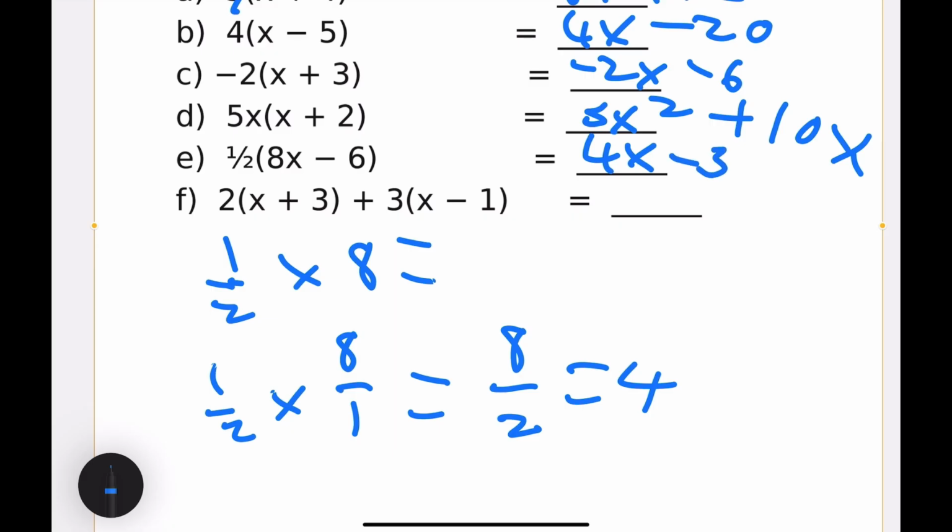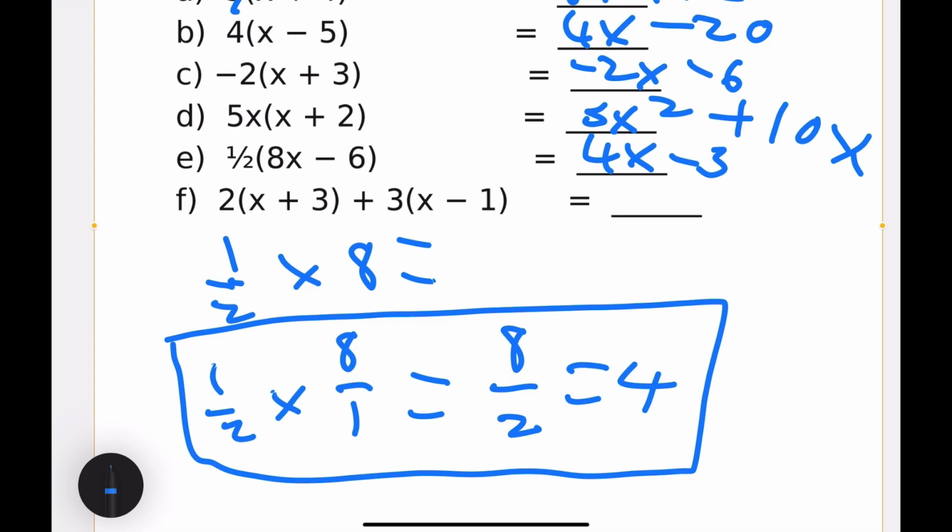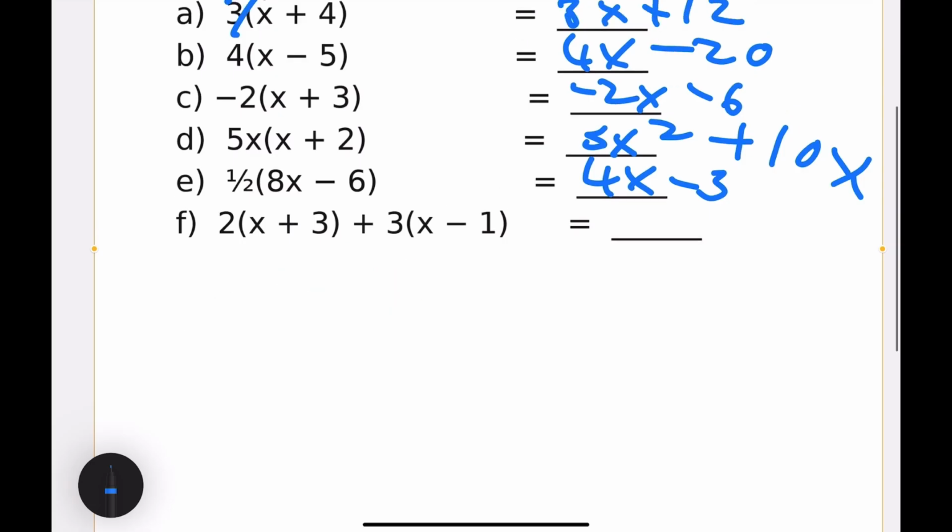So you can either just divide each part by 2 to get 4x - 3, or you can do it the long way like I've done down here, which is good if you want to double check your answer, if you're not 100% sure. Okay, part F.